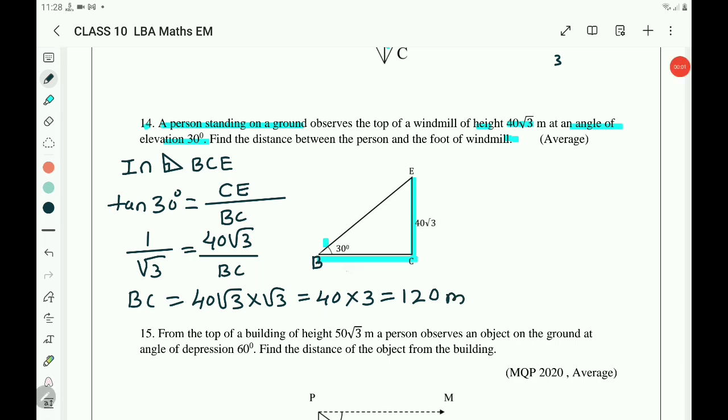The distance between the person and the foot of the windmill is 120 meter. Write that in the sentence. Distance between the person and the foot of the windmill is BC equals 120 meter.